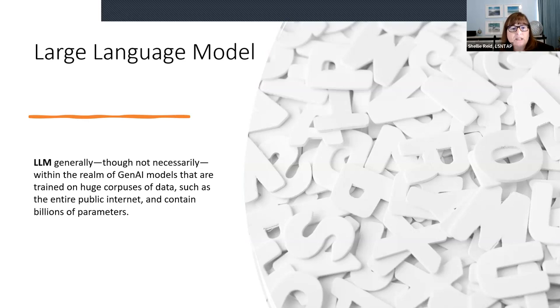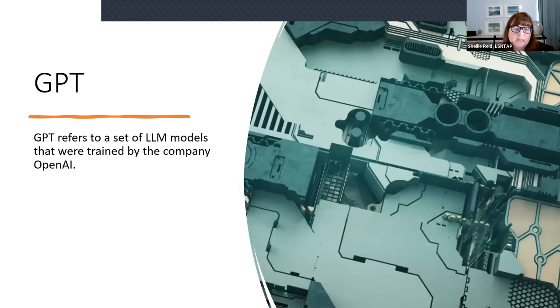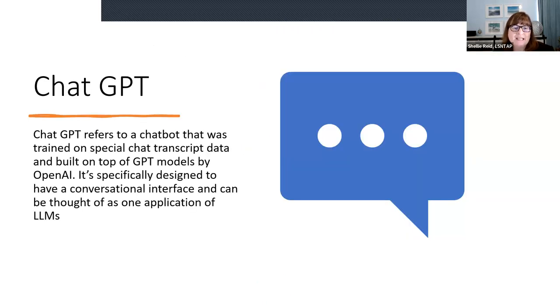A large language model is generally, though not necessarily, a Gen AI model that is trained on huge amounts of data, such as the entire public internet, and contains billions of parameters that it uses to respond to our queries. GPT is a large language model that was trained by the company OpenAI, and they were really the first to release it to the masses. And ChatGPT is a chatbot that was trained on special chat transcript data and built on OpenAI's GPT model. It's a new way of doing things, with a conversational interface, and can be thought of as one application of an LLM.